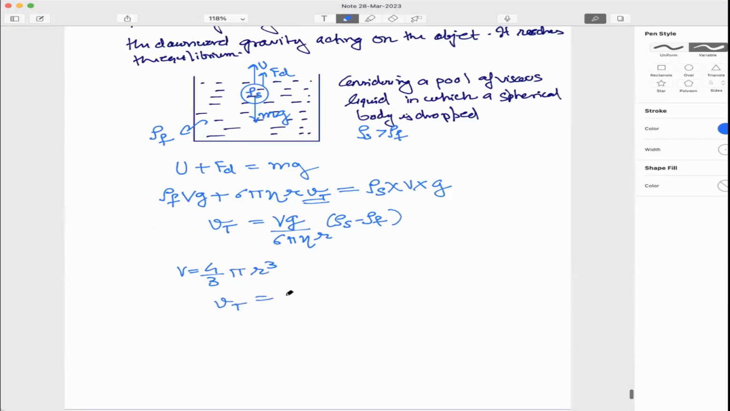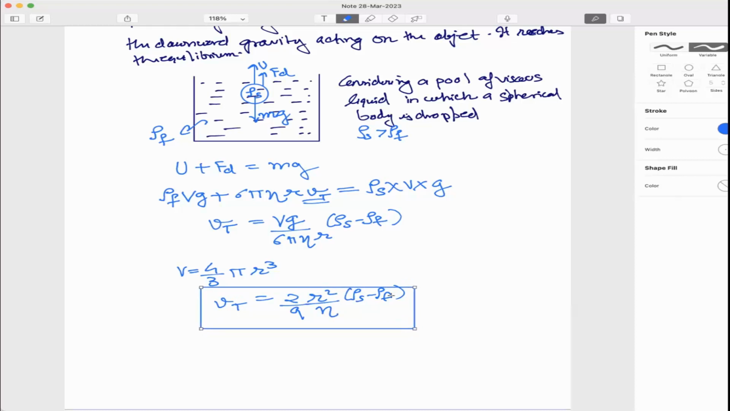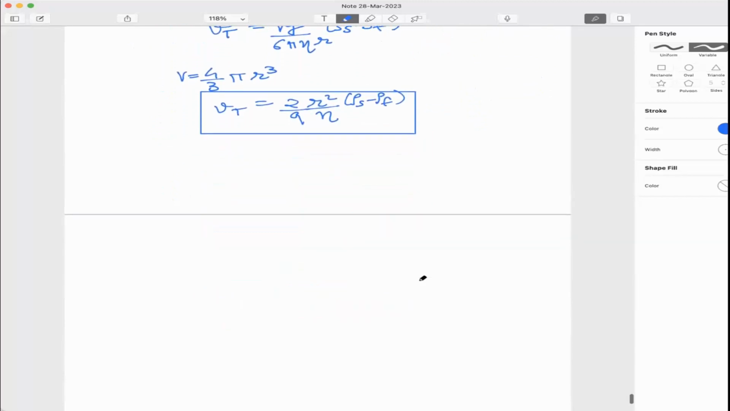So v is 2 by 9 r square by eta times rho s minus rho f. So now the question is, is there a possibility that the terminal velocity can be negative? Yes, it is possible. Terminal velocity may be 0, may be greater than 0, and may be less than 0. So look at any question with an open mind, because it is directly proportional to rho s minus rho f.